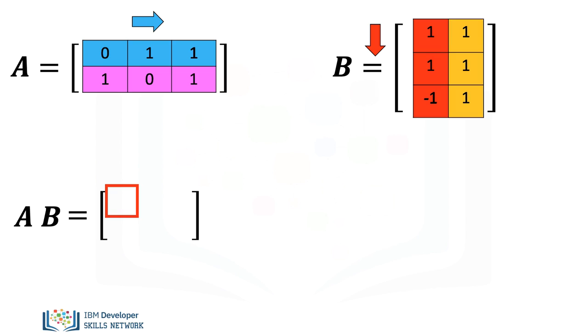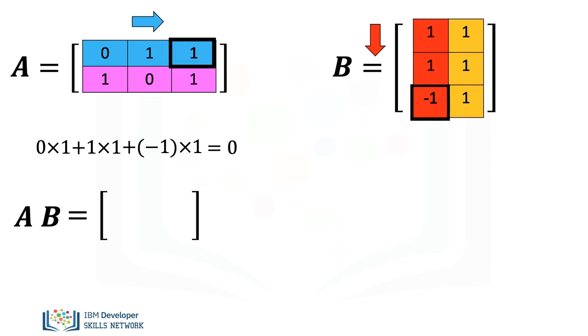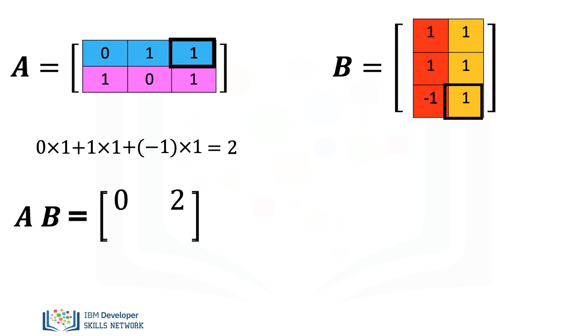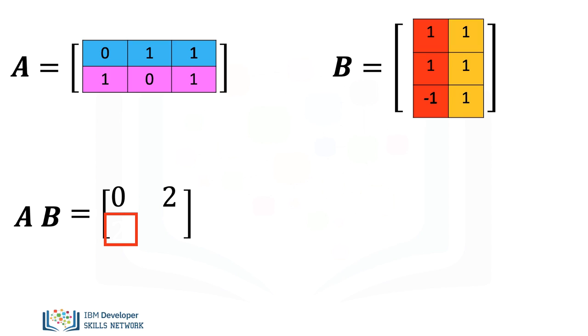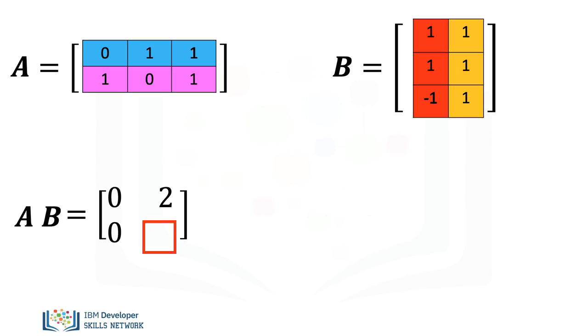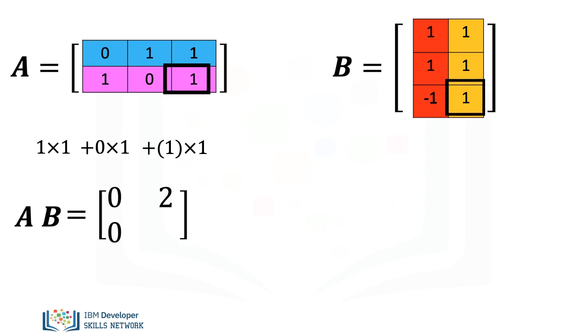To obtain the element in the first row and first column of the new matrix, we take the dot product of the first row of A with the first column of B as follows. The result is 0. For the first row and the second column of the new matrix, we take the dot product of the first row of the matrix A, but this time we use the second column of matrix B. The result is 2. For the second row and first column of the new matrix, we take the dot product of the second row of the matrix A with the first column of matrix B. The result is 0. Finally, for the second row and the second column of the new matrix, we take the dot product of the second row of the matrix A with the second column of matrix B.